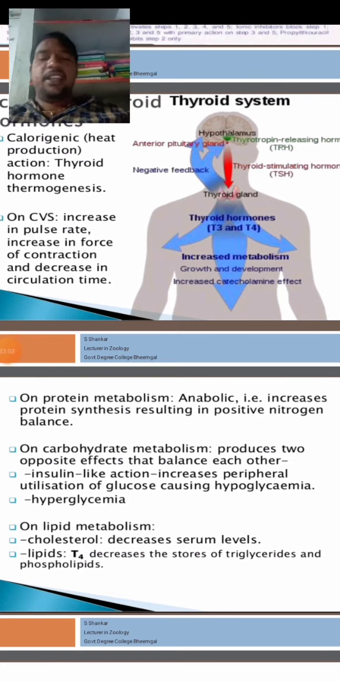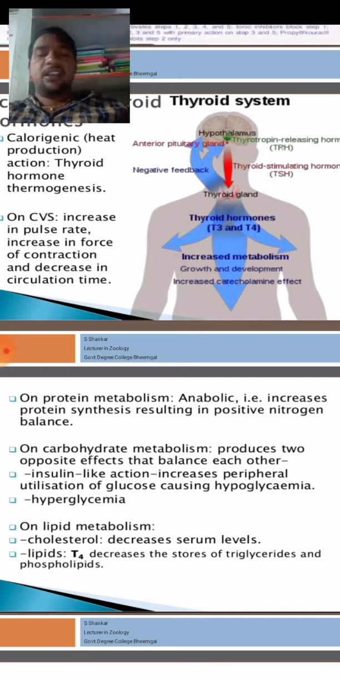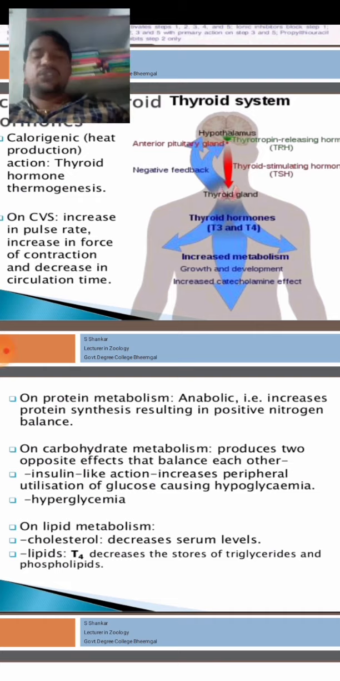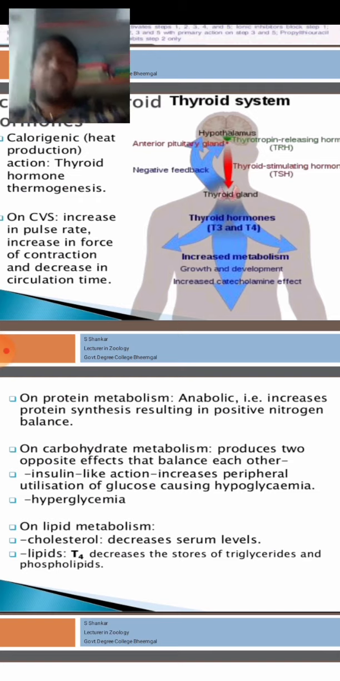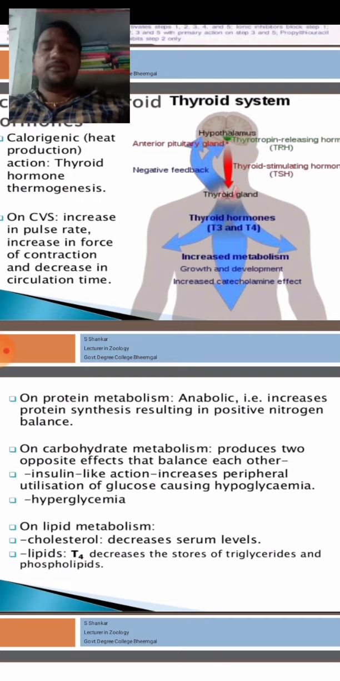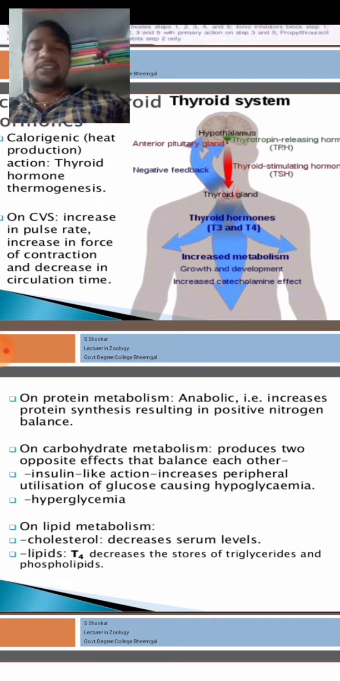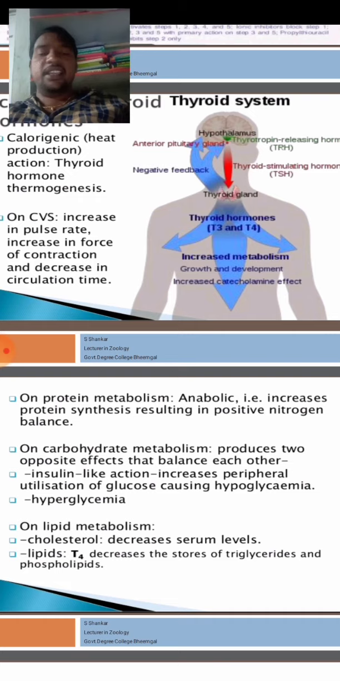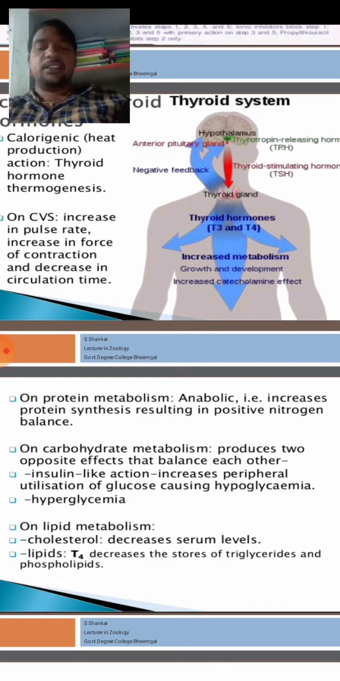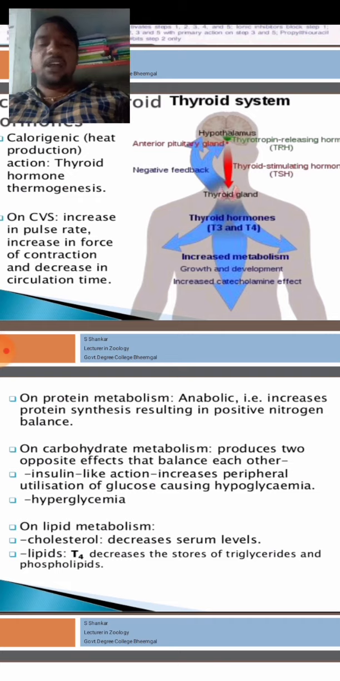On carbohydrate metabolism, they produce two opposite effects that balance each other. Insulin-like action: increases peripheral utilization of glucose, causing hypoglycemia and hyperglycemia.